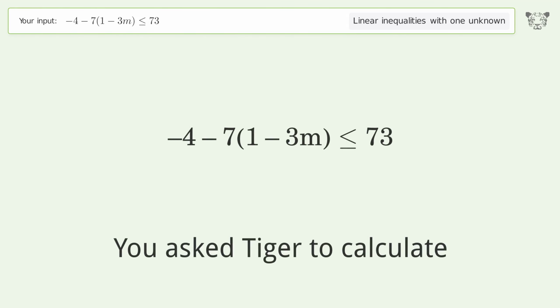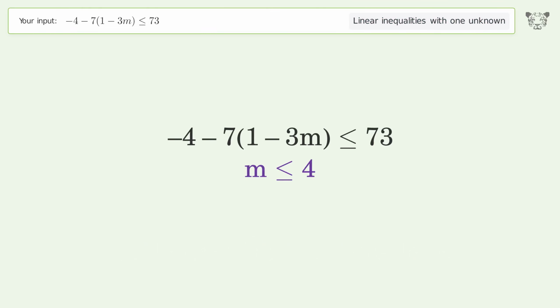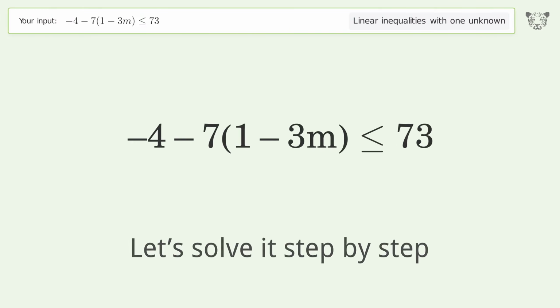You ask Tiger to calculate. This deals with linear inequalities with one unknown. The final result is m equal or smaller than 4. Let's solve it step by step.